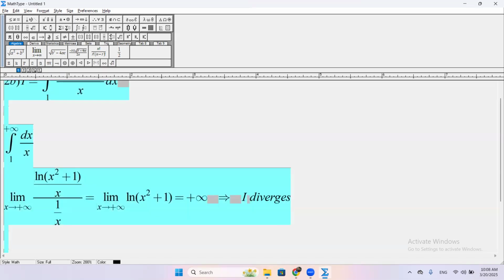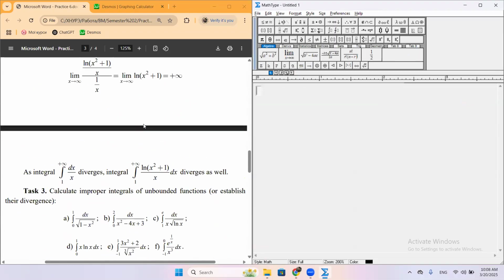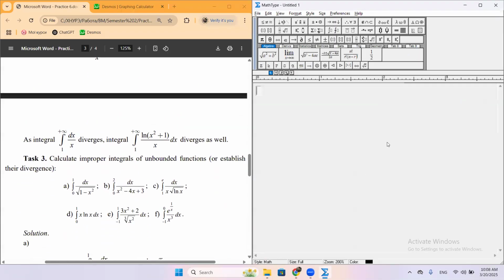Okay, if no questions, let's move to the next exercise, exercise 3. We have improper integrals of unbounded functions, so functions which have some singularity points. Either calculate them or establish their divergence. Here we don't have infinite bounds of integration, but the functions are unbounded. So what does it mean?